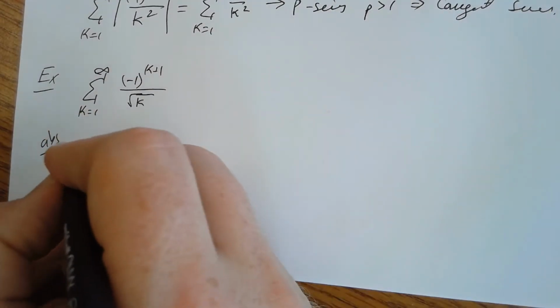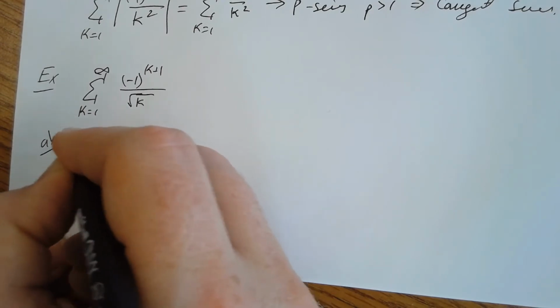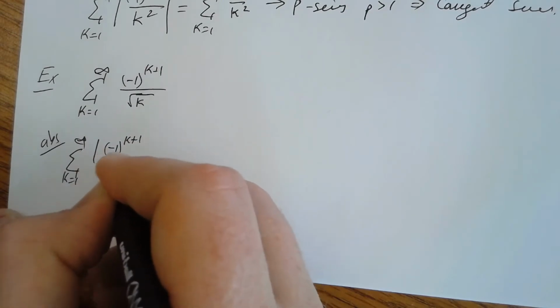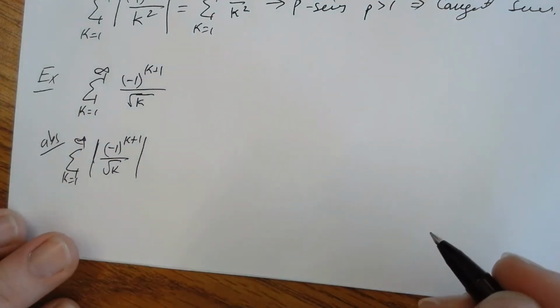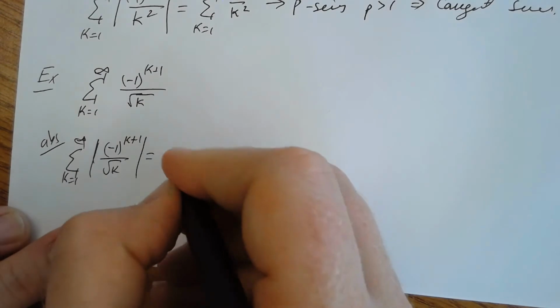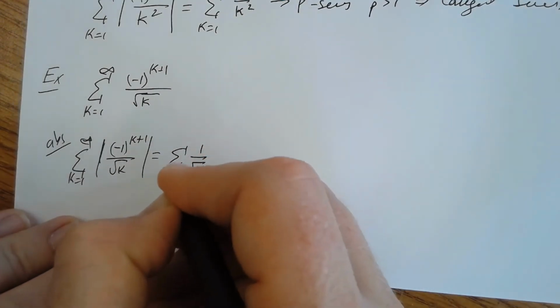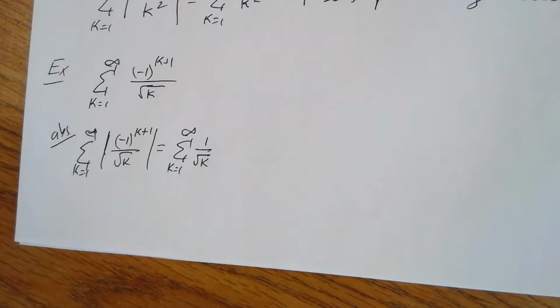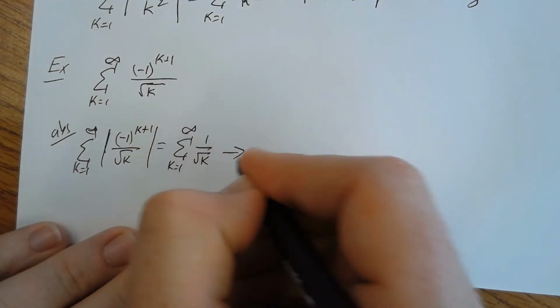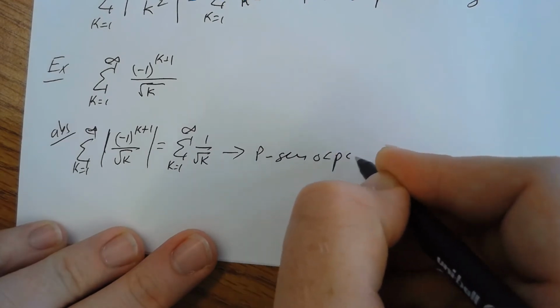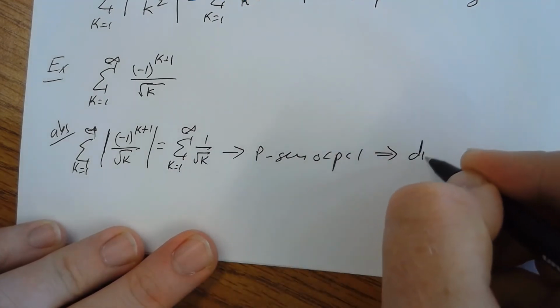With the absolute convergence, I'm going to have the sum from k equals 1 to infinity of the absolute value of -1 to the power of k plus 1 divided by the square root of k, all inside the absolute value. I know that this transitions to the summation of simply 1 over the square root of k, because the square root is always positive, and the absolute value of -1 just becomes 1. So now I'm left with, once again, a p series, but this time p is between 0 and 1, which implies we have a divergent series.